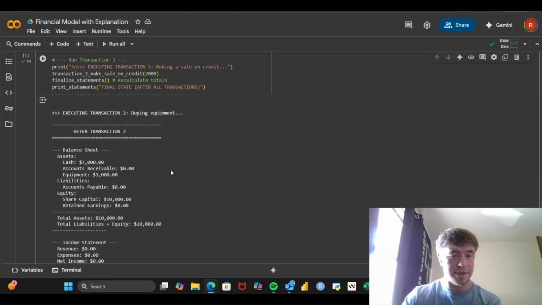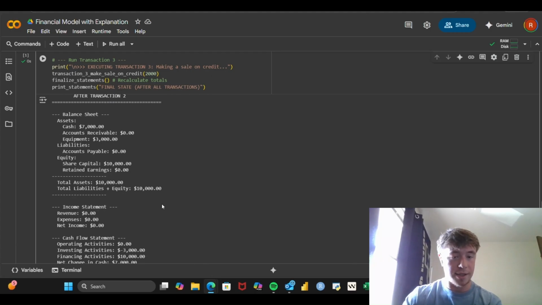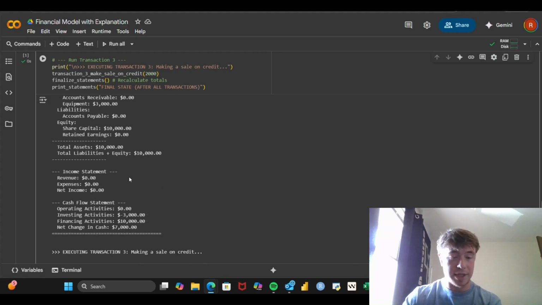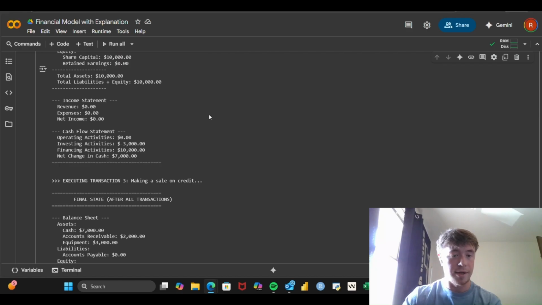Our second transaction, we bought equipment for $3,000, so cash was reduced by $3,000, but equipment went up by $3,000, so it just balances out. And as you can see here, it is balanced. Income statement, again, there was nothing there. And then cash flow, like I mentioned, it is a decrease in cash for our investing in the equipment.